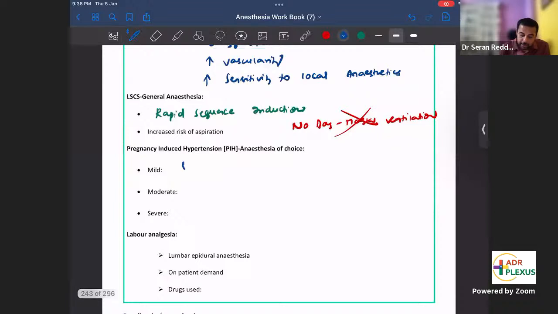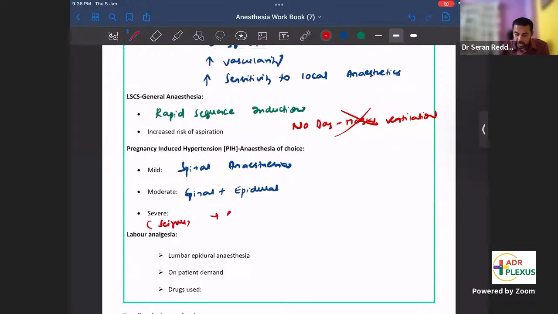Then in pregnancy-induced hypertension, what is the anesthesia of choice? In mild patients, you can go for spinal anesthesia. In moderate, you can go for spinal plus epidural. In severe, when we anticipate seizures, go for general anesthesia.